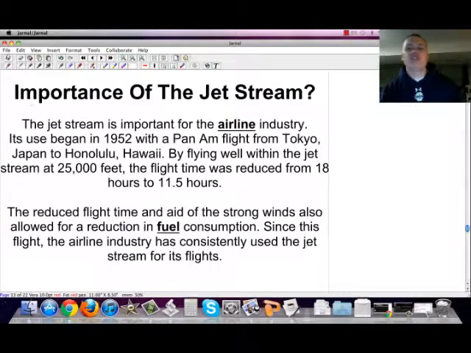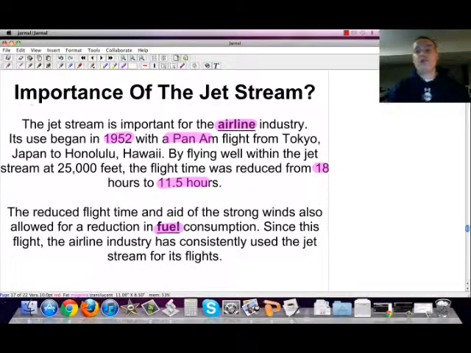Now, what's the importance of the jet stream, other than the fact that it pushes air masses and brings us different types of weather? Well, the airline industry learned very quickly that the jet stream can help and also hinder flight times. To give you an example, in 1952 there was a Pan Am flight from Tokyo to Honolulu, Hawaii, and the flight time was reduced from an 18-hour trip down to an 11.5-hour trip. What that does is allow fuel consumption to be far less.